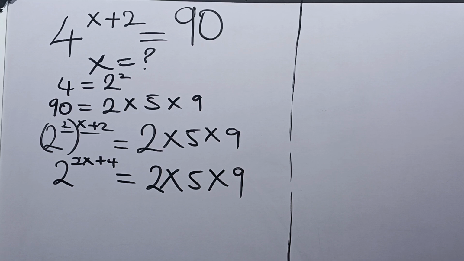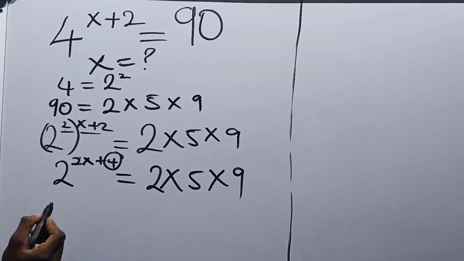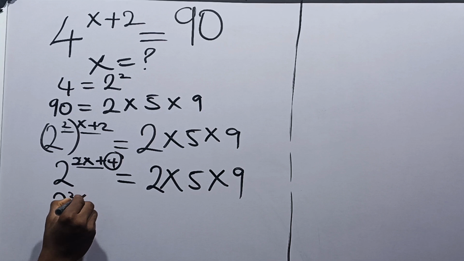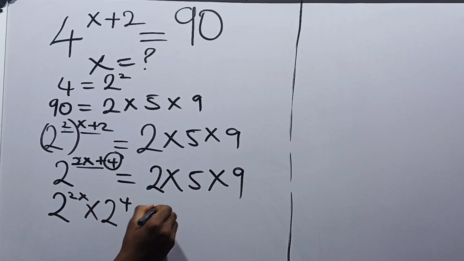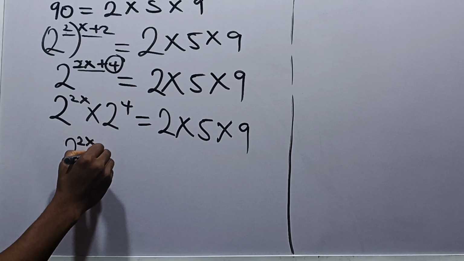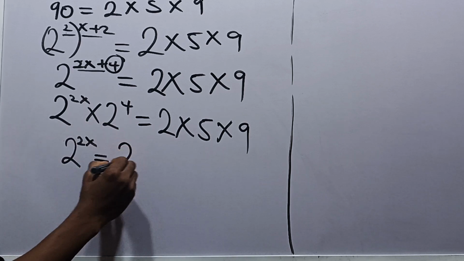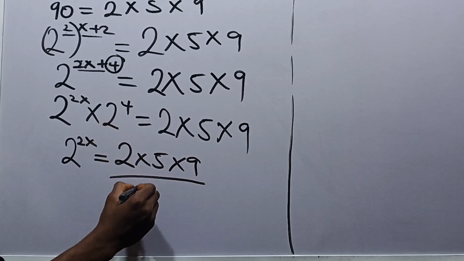Now from here we can do something to the 4. Because we have plus here at the power, we can say that this is 2 raised to power 2x multiplied by 2 raised to power 4 is equal to 2 times 5 times 9. Now from here we have 2 raised to power 2x will be equal to, now we divide both sides by 2, so we have 2 times 5 times 9 divided by 2 raised to power 4.